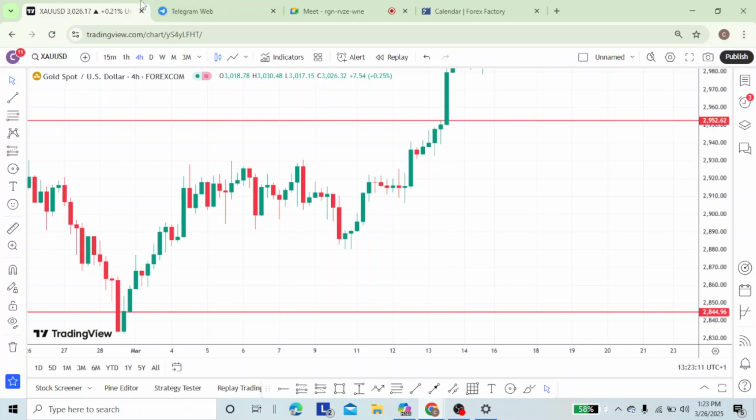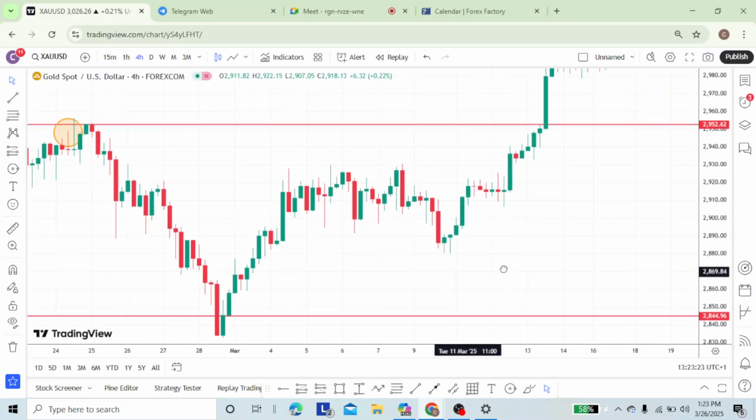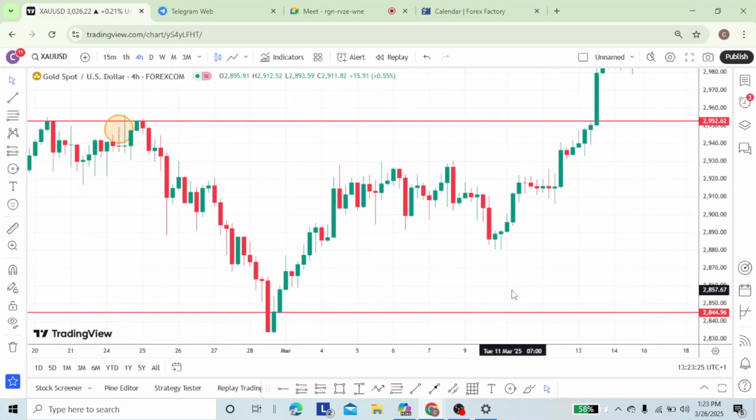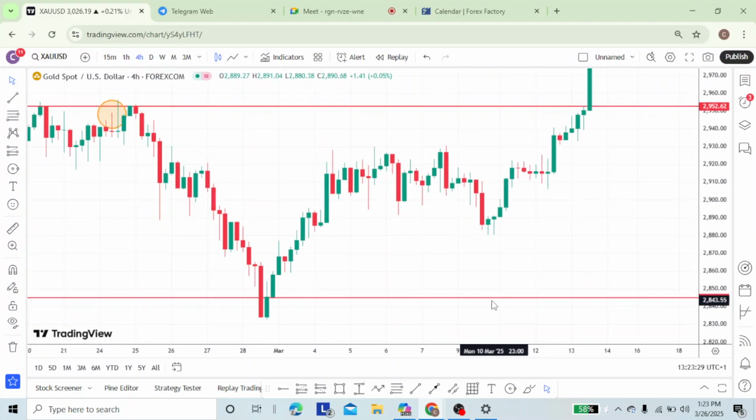Can I ask a question before you proceed? Assuming we have this dragonfly at the support, it indicates that the buyers are already in the market.